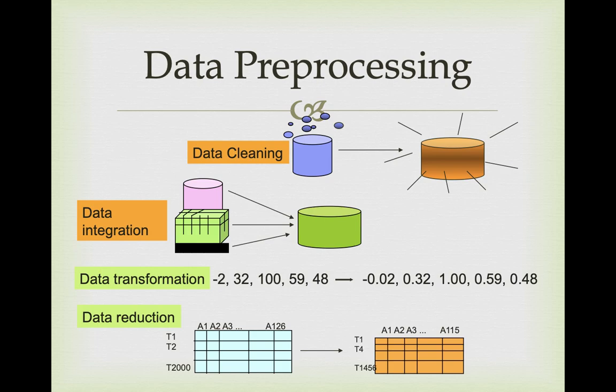As you can see, data cleaning happens here. It cleans all the noise. Okay. Data integration integrates, maybe, two or three databases into one data warehouse. Data transformation transforms the data, for example, -2, we transform it to -0.02. And also data reduction, whereby we have a lot of data, so we just take a part of it, so we reduce some of it.